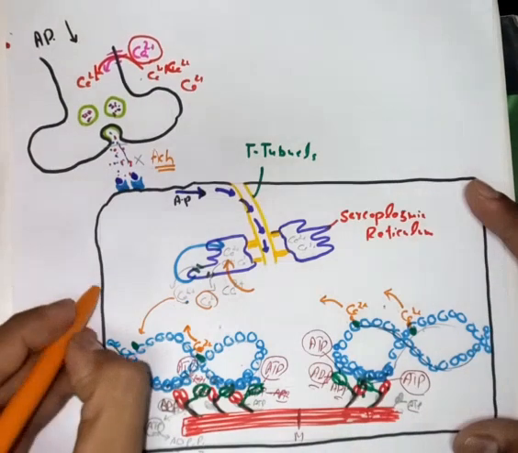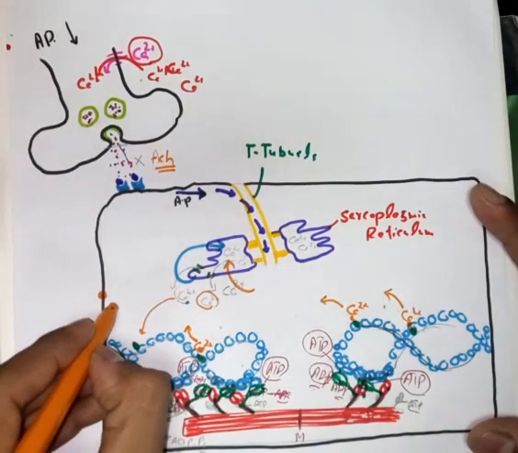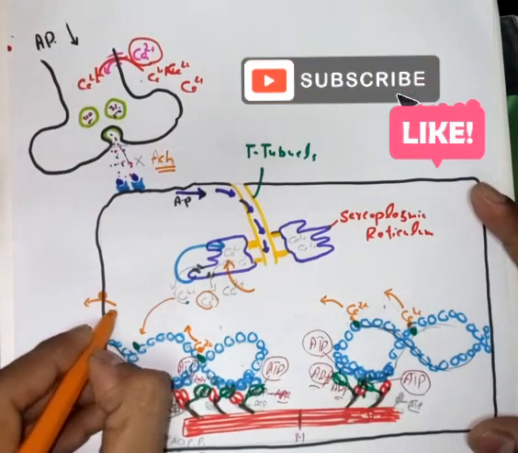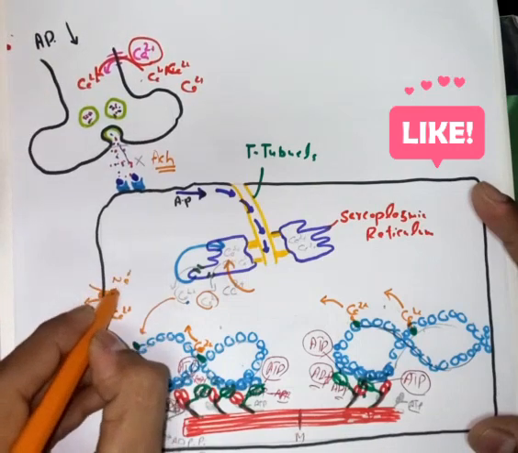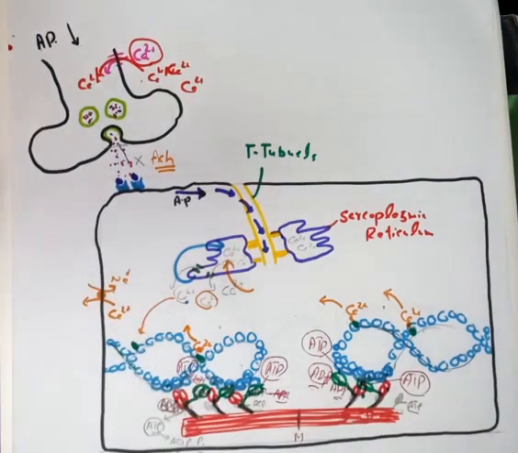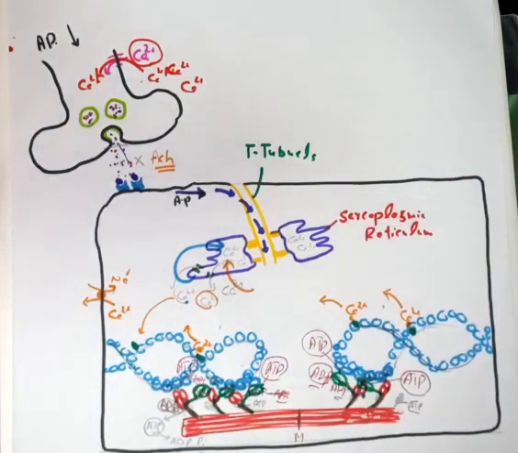Some of the calcium can also be exported out of the cell through the sodium-calcium antiporter. Calcium will be transported outside of the cell, and sodium will be transported inside the cell. This transporter can also play an important role in the relaxation and in decreasing the cytoplasmic concentration of calcium in the muscle. So this is the mechanism of contraction and relaxation.